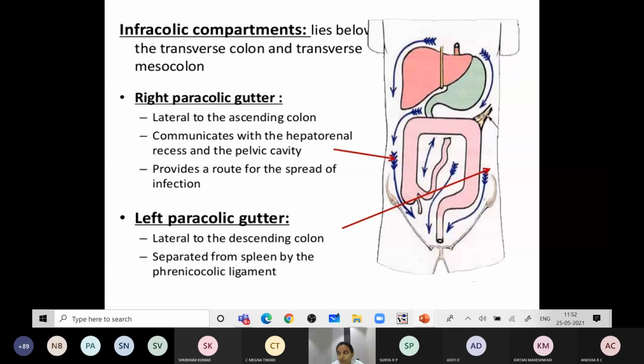We have studied the supracolic compartments. Now the infracolic compartments, that is below the transverse colon and transverse mesocolon. Here we have the right paracolic gutter on the right side of the ascending colon, and the left paracolic gutter on the left side of the descending colon. This is the root of the mesentery. There is a space.